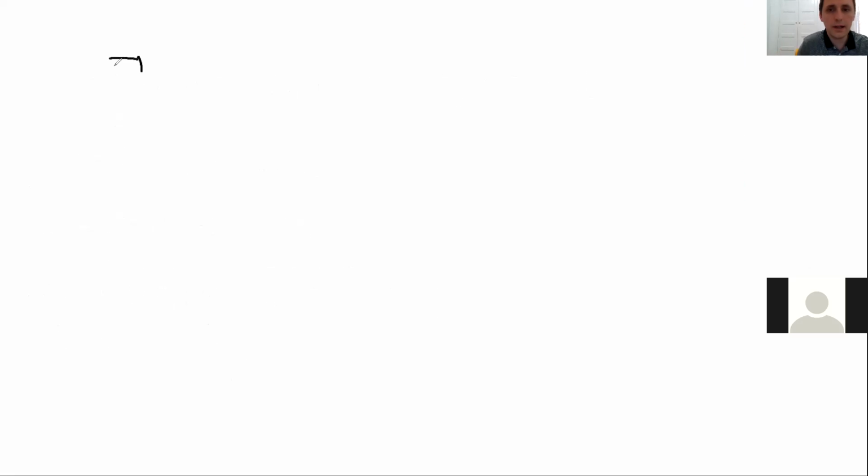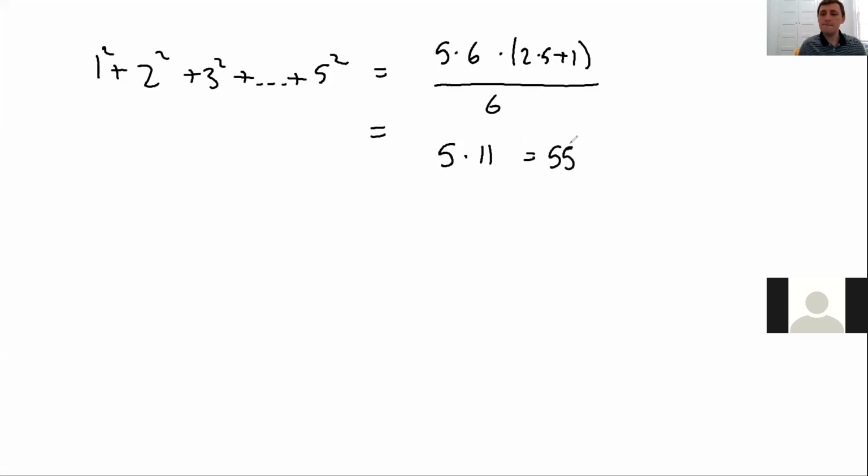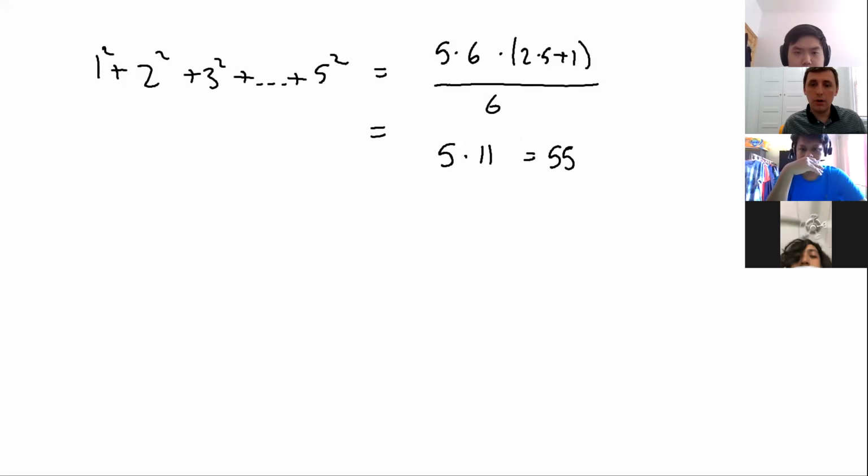I mean, if I add up numbers like this, let's say, what is 1 squared plus 2 squared plus 3 squared plus 4 squared plus 5 squared? What's the summation in that case? The summation is going to be 5 times 6 times 2 times 5 plus 1 divided by 6. So if I'm not mistaken, the number is 5 multiplied by 11, which in this case also happens to be 55. Yes? That's the idea.